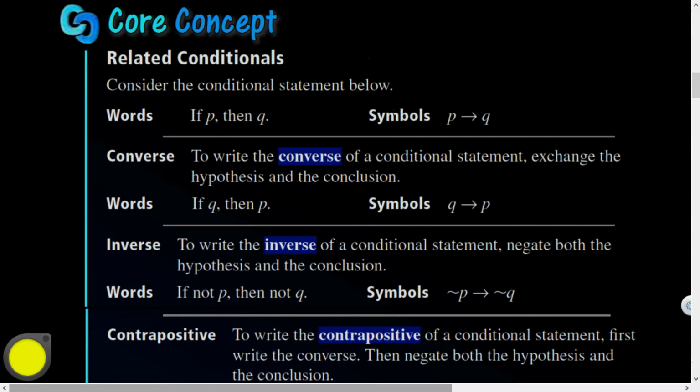So if I have a conditional statement in if P then Q form, the symbols would be P implies Q. This idea of a converse is when you exchange the hypothesis and conclusion.